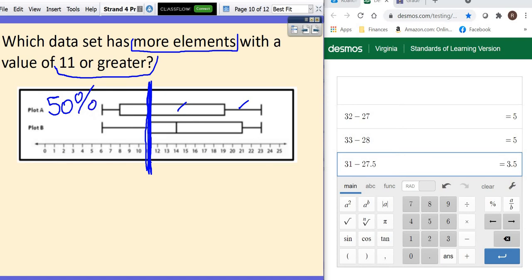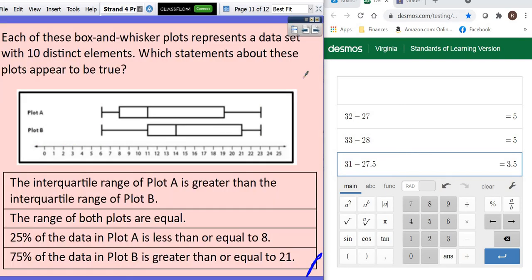Now let's look at the bottom plot. 1, 2, 3 sections, which is 25 times 3, 75%. So which one has more elements above 11? That would be plot B. All right, let's look at the next one. We've got several things to read here. It says each of these box and whisker plots represents a data set with 10 distinct elements.